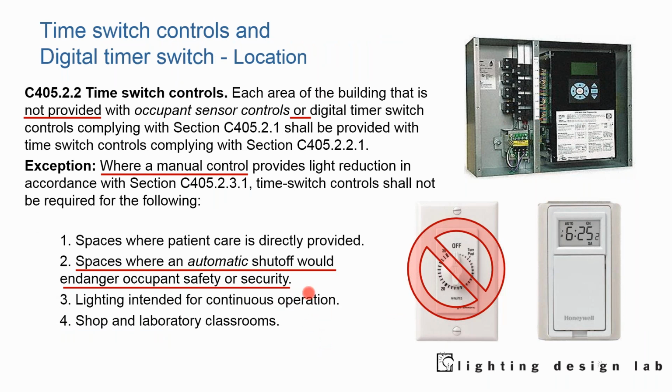Time switch controls. We talked about occupancy sensors. Now let's look at time switch controls, their locations. Where do you need them? Each area of a building that is not provided with occupancy sensors or digital timer switch shall have a digital timer. Exceptions: where a manual control provides light reduction, the time switch controls shall not be required for the following: spaces where patient care is provided, spaces where automatic shutoff would endanger occupants, lighting intended for continuous operation, and shop and laboratory classrooms.